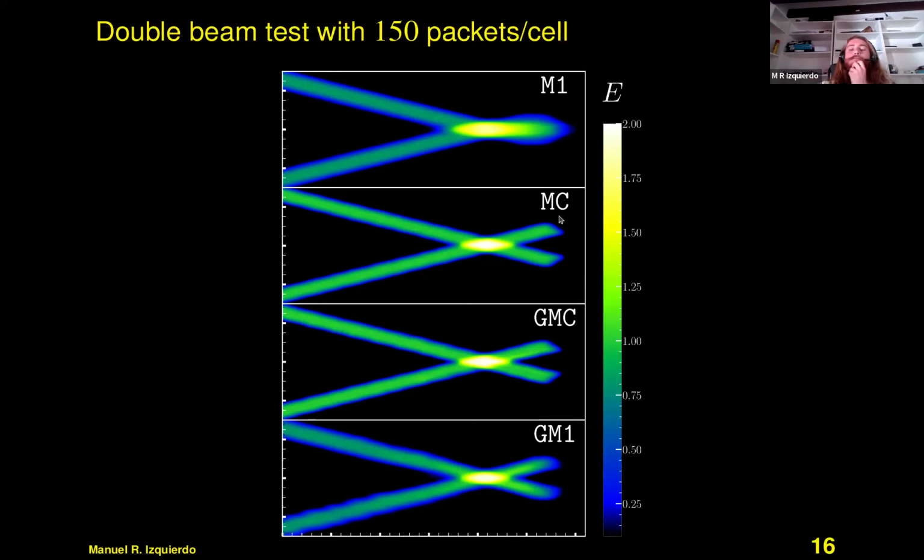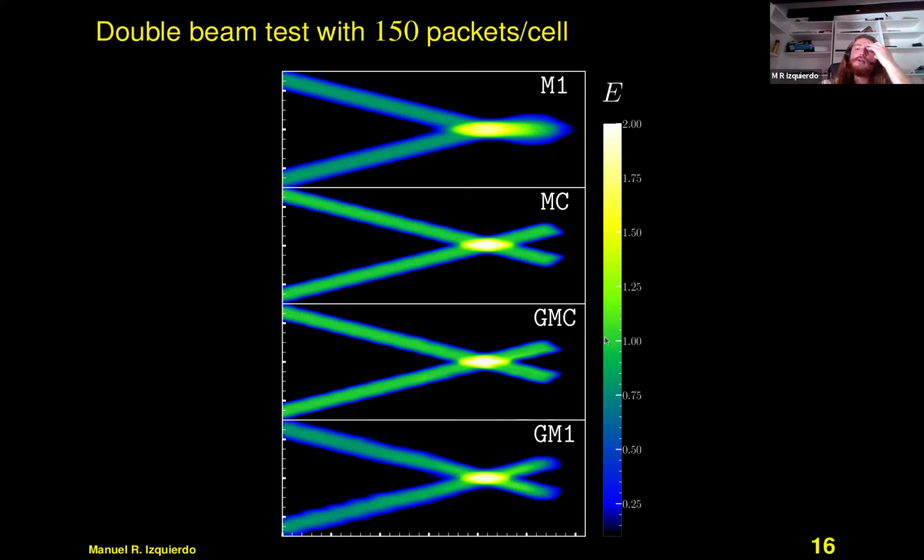because in this case this is a purely optically thin test. So this means that the GMC is not being modified at all because it's only thin cells. And here, our best solution, let's say, is this GM1 solution. As we can see, we are able to modify this nature of the M1, and now we are able to see that these beams cross successfully.